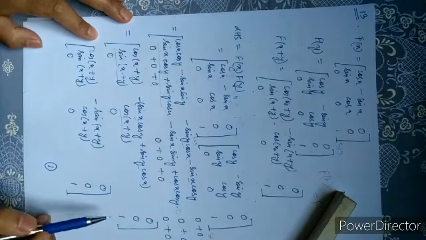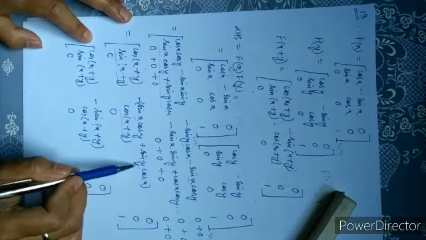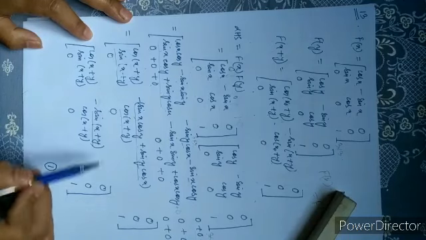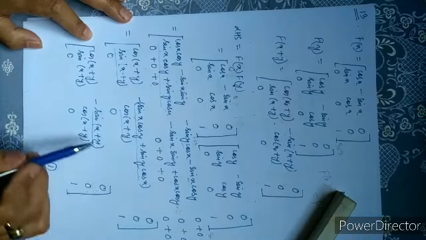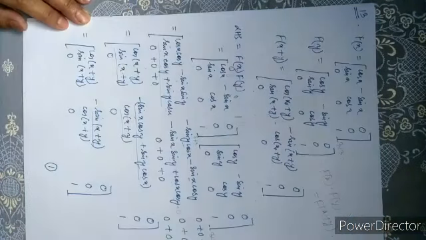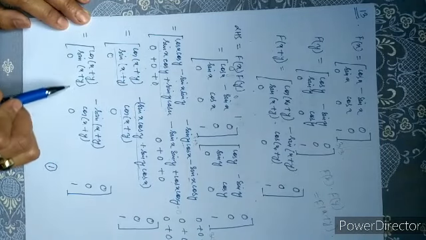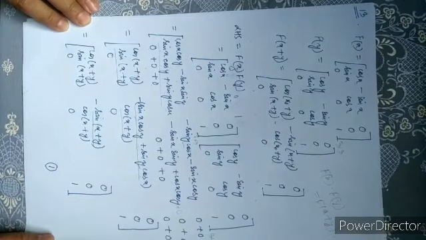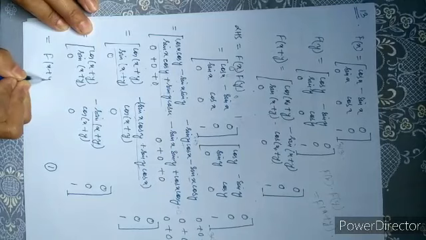So cos of x plus y, minus sin x cos y plus sin y cos y, which is the expansion of sin of x plus y. 0, sin of x plus y and cos of x plus y, 0, 0, 0, 1. The matrix is cos x plus y, minus sin x plus y, 0, sin x plus y, cos of x plus y, 0, and 0, 0, 1, is equal to f of x plus y.